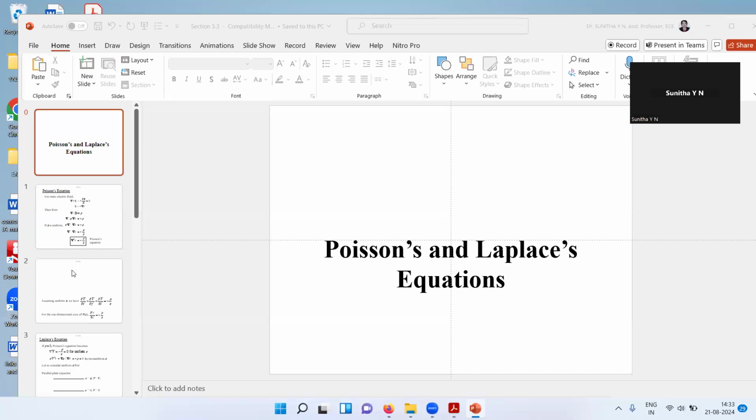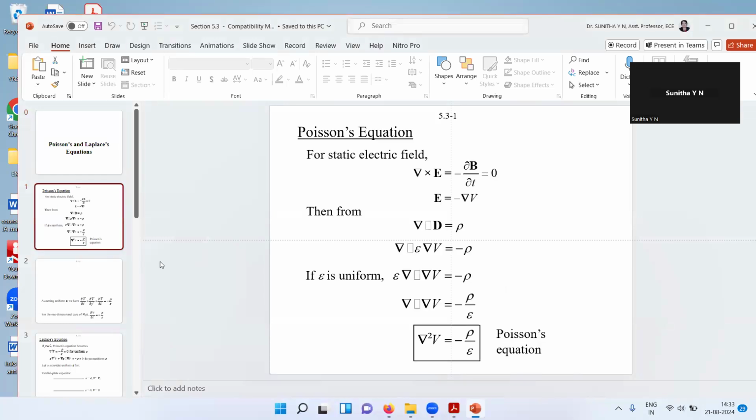Good morning, dear students. The next topic from module 3 is Poisson's and Laplace equation. Let's understand what a Poisson's equation is.